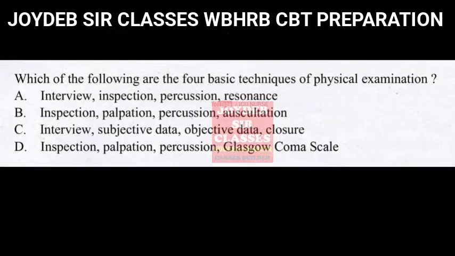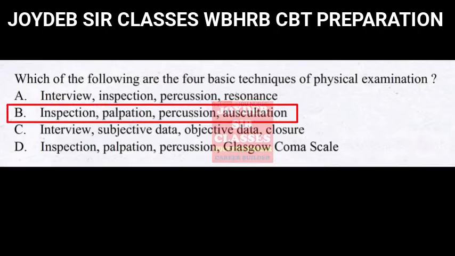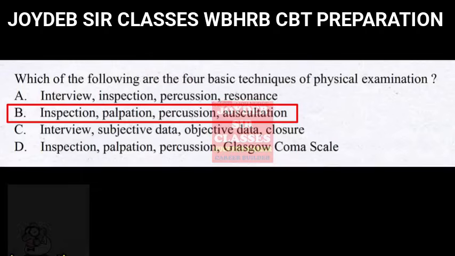Which of the following are the 4 basic techniques of physical examination? A. Interview, inspection, percussion, resonance. B. Inspection, palpation, percussion, auscultation. C. Interview, subjective data, objective data, closure. D. Inspection, palpation, percussion, Glasgow Coma scale. And the correct answer is B. Inspection, palpation, percussion, auscultation.